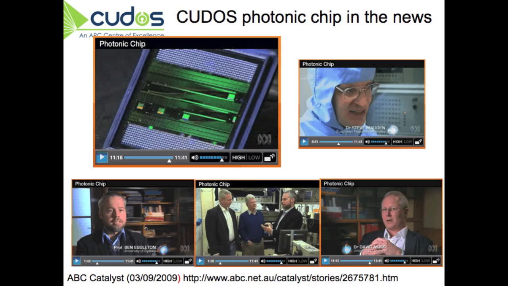So we've had a huge amount of press, a lot of excitement. I'll show this again later on. This is my team in the Catalyst, and if you have some time and you're interested, I would suggest you Google ABC Catalyst and put my name or Kudos and you'll find a great story that was produced a number of years ago by Paul Willis, and we're sitting in my lab here looking very professorial.